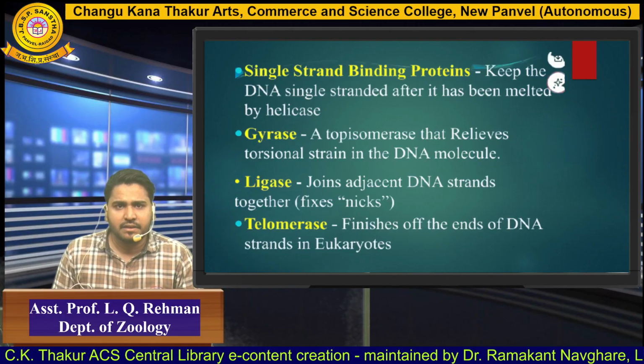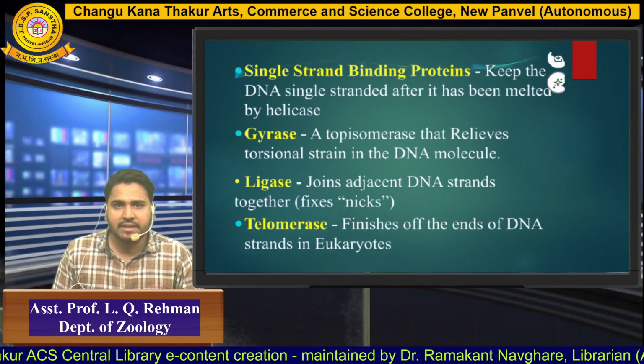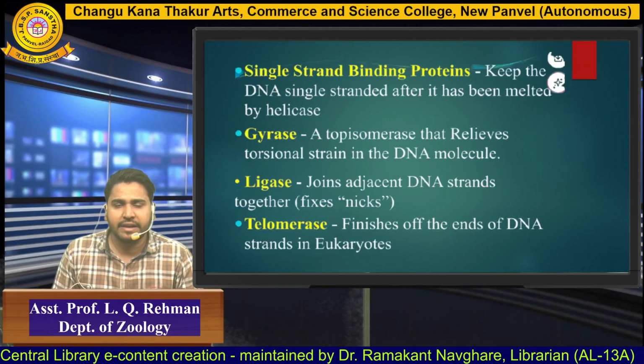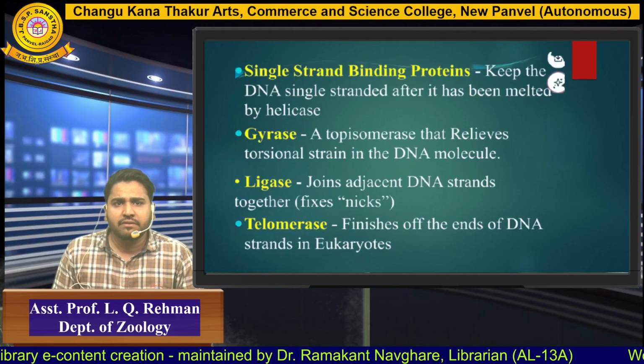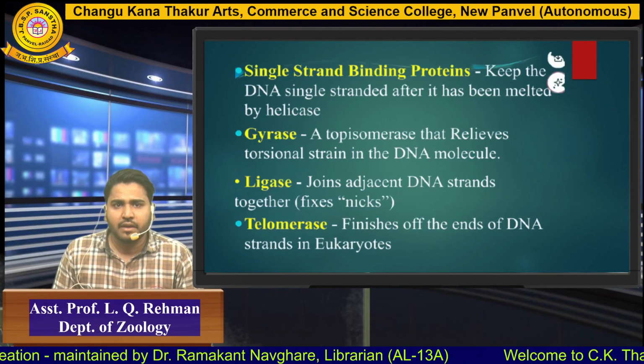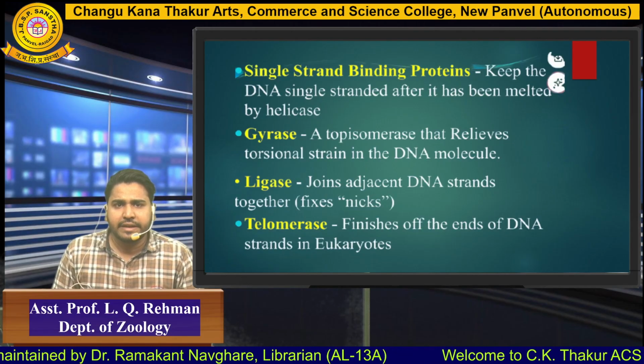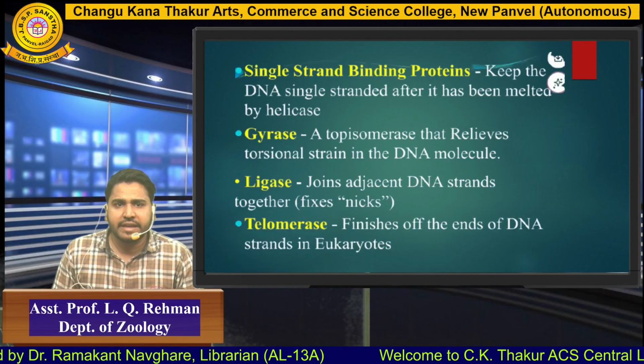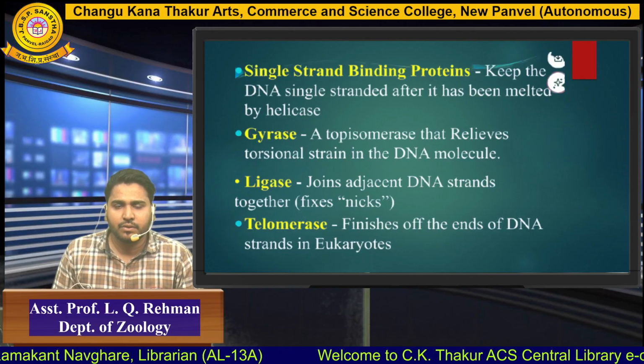What is gyrase? Gyrase is a topoisomerase that relieves the torsional strain in DNA molecule. Then we have ligase, which joins adjacent DNA strands together. And the last one, telomerase. It finishes off the DNA strands in eukaryotes.